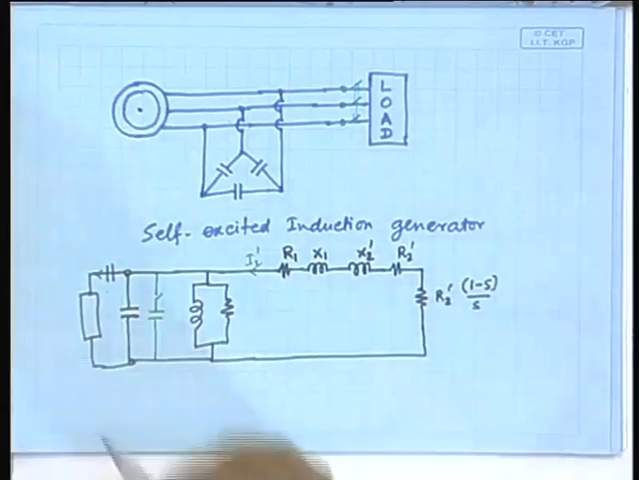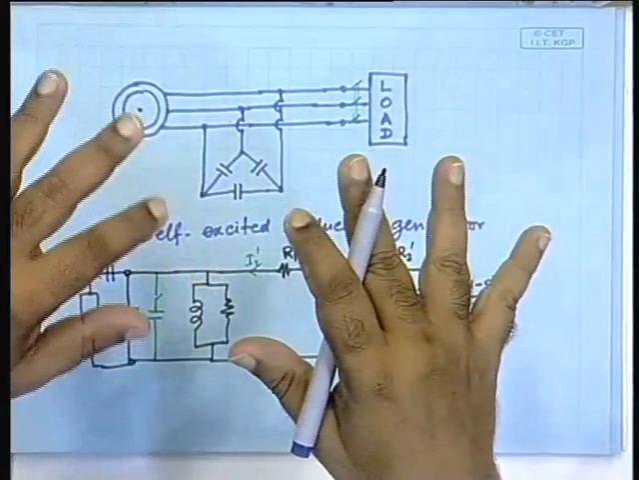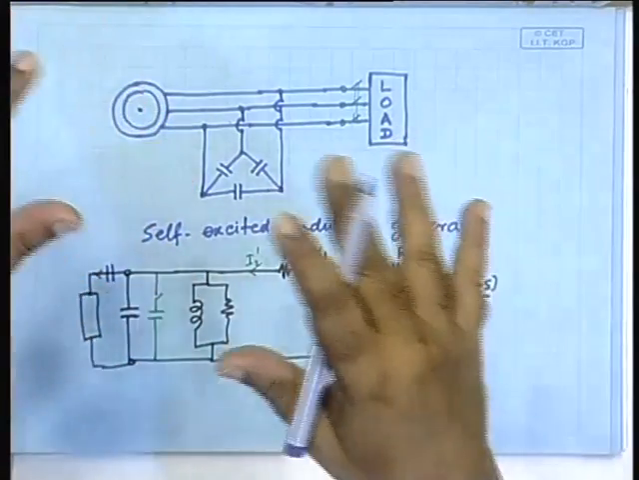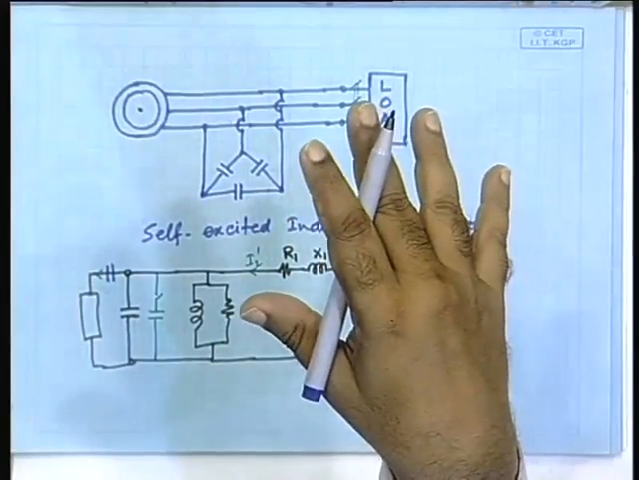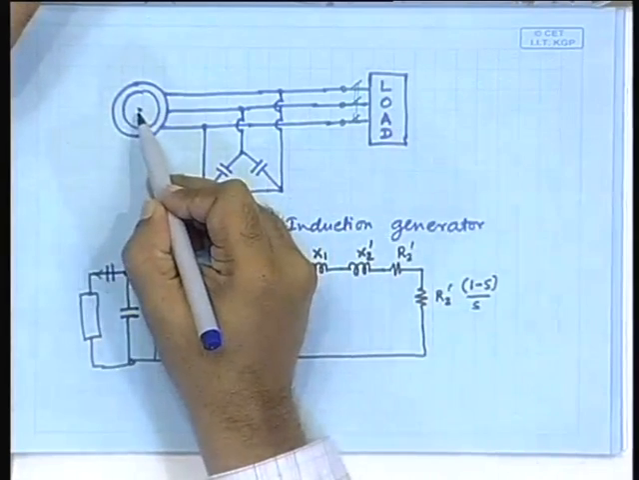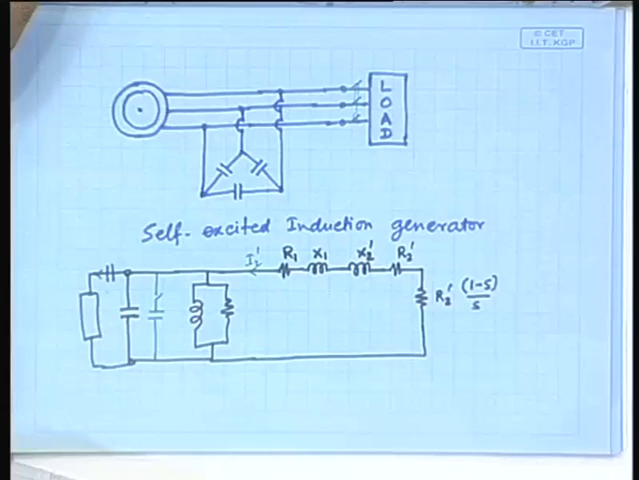Now, in this case, the slip is not a constant quantity, it will be a varying quantity, something that will constantly change depending on the load that you are taking and the speed of rotation of the rotor.